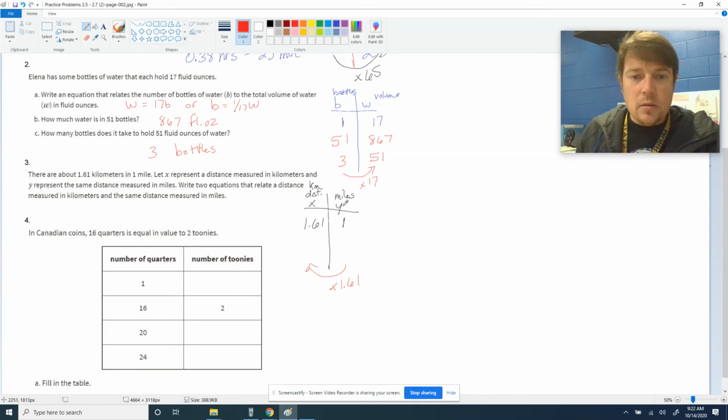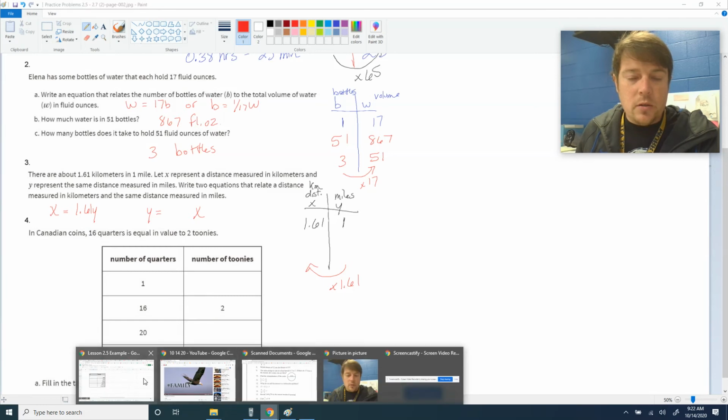I'm going to start with the easy one. Y times 1.61 will equal X. So X will equal 1.61 times Y. The other one is going to be Y equals something times X, and that something is 1.61's reciprocal. To show you how to do that, since you are using your Desmos calculator, let's jump to that one.